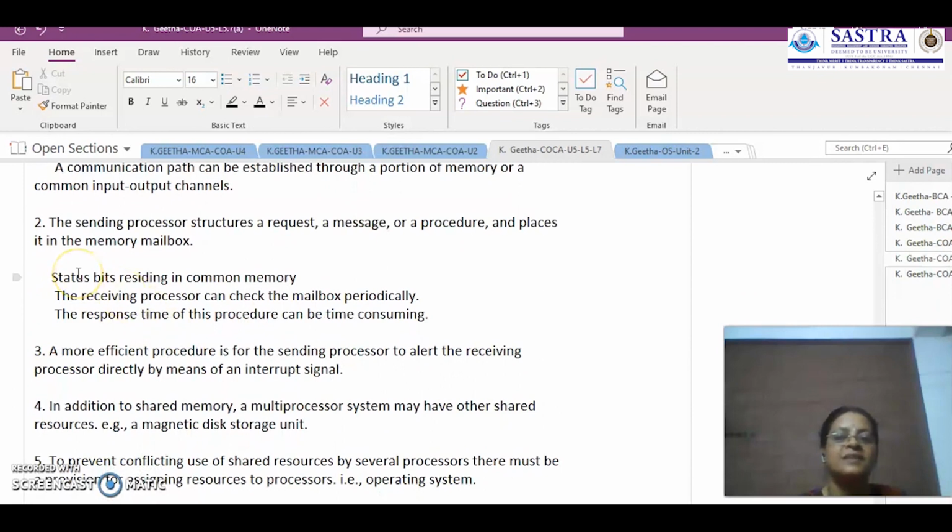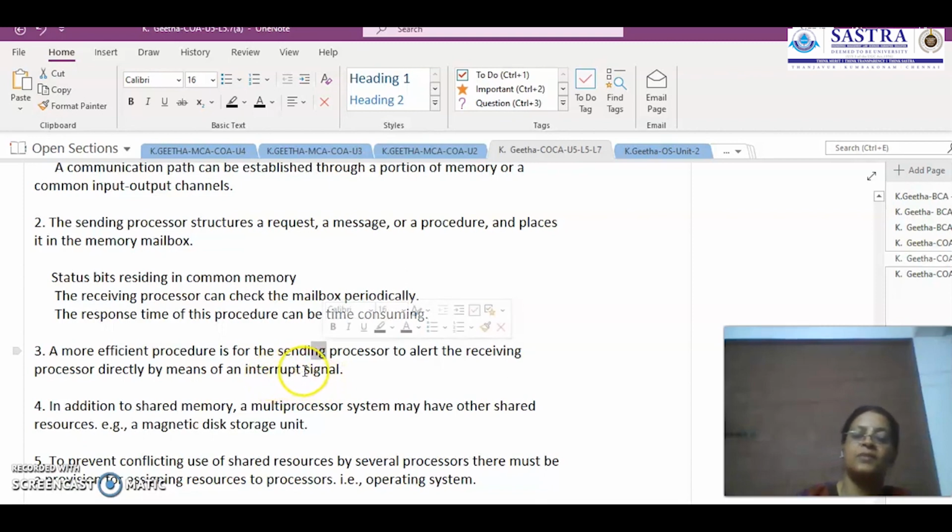The status bits will reside in the common memory, by which we can appreciate the status of each device, whether they need to use the resource or not. The receiving processor can check the mailbox periodically, but the response time of this procedure can be time consuming, so it is rarely adopted. A more efficient procedure for sending the processor an alert message is by raising an interrupt signal.